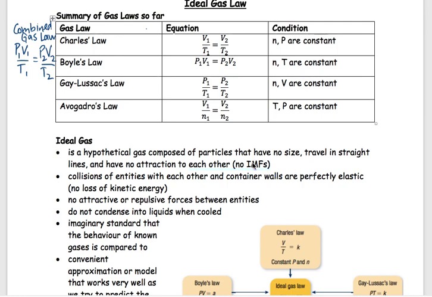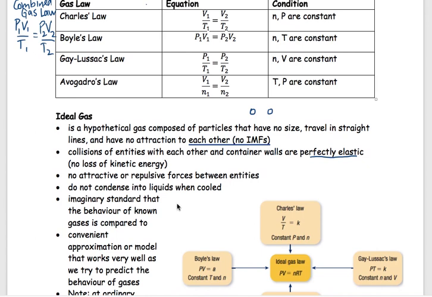It's not affected by intermolecular forces. So if a particle goes by another particle like this, they're not going to get attracted to each other using intermolecular forces. Normally if you hit the wall and so forth, you lose some energy and you slow down. But we're going to assume that all the collisions that happen are perfectly elastic. So that means that there's no energy lost. You're still going along at the same speed. Again, there's no attraction and no repulsion between the particles.